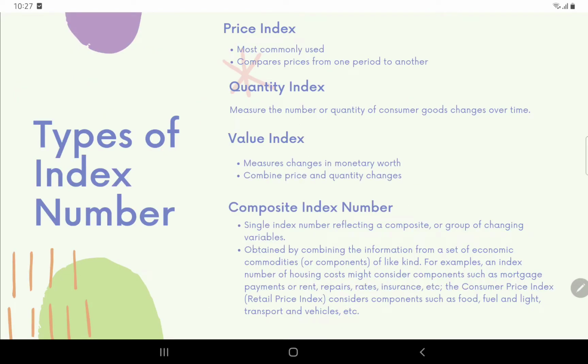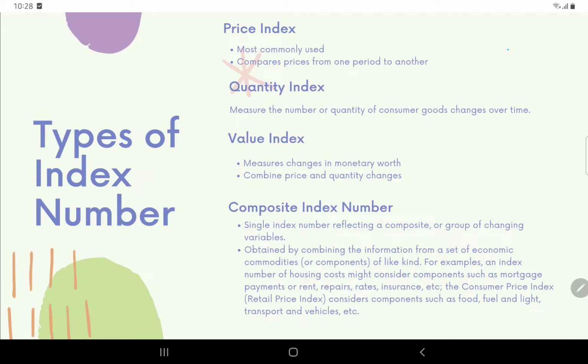Since the index number plays such an important role in measuring changes, so it must be properly constructed. Okay, there are several factors considered in constructing index number. But firstly, we take a look at the types of index number first. Okay, we have 4 types of index number. The first one is price index. Price index is the percentage change in the price of an item or a group of item in a given period.